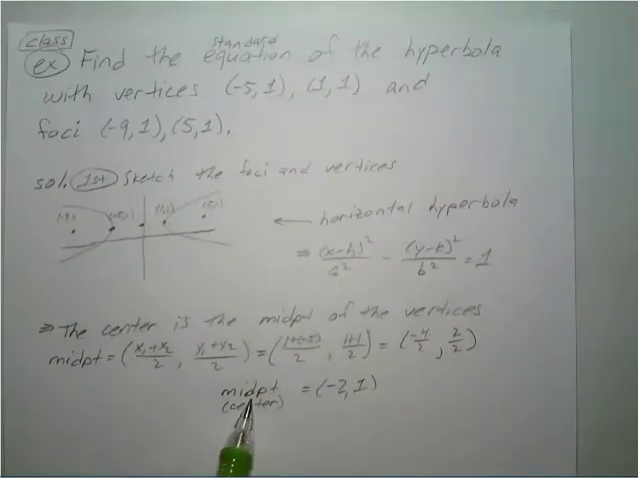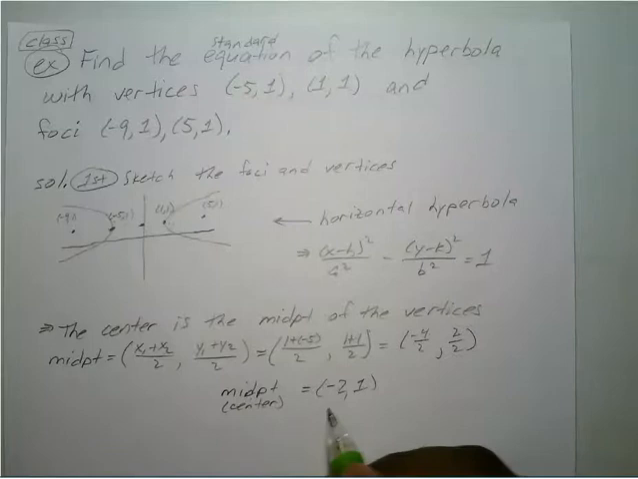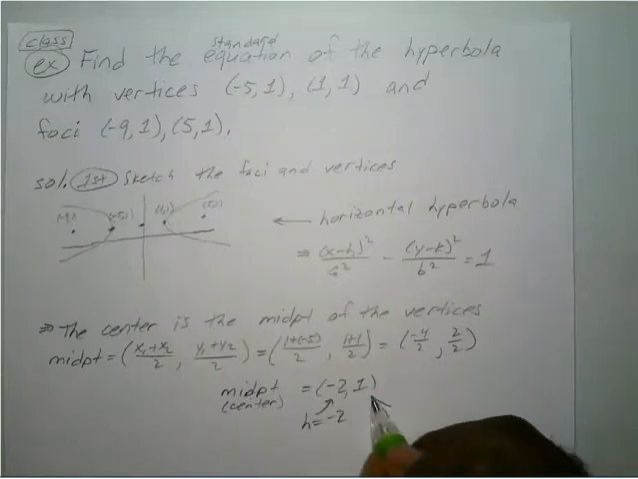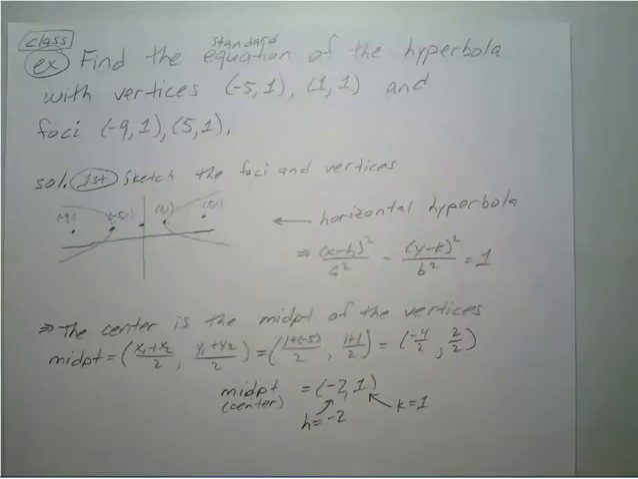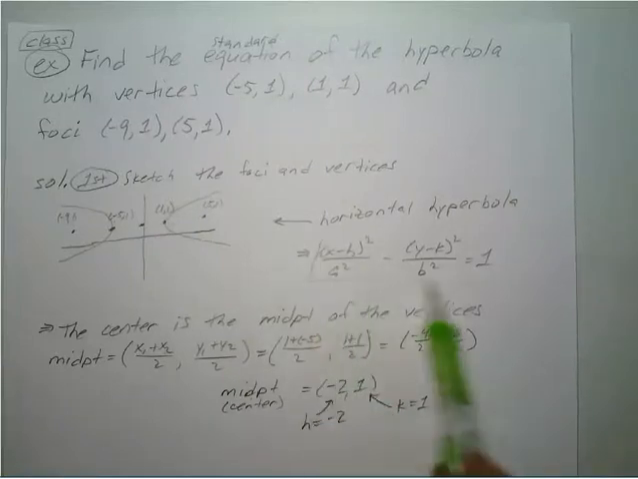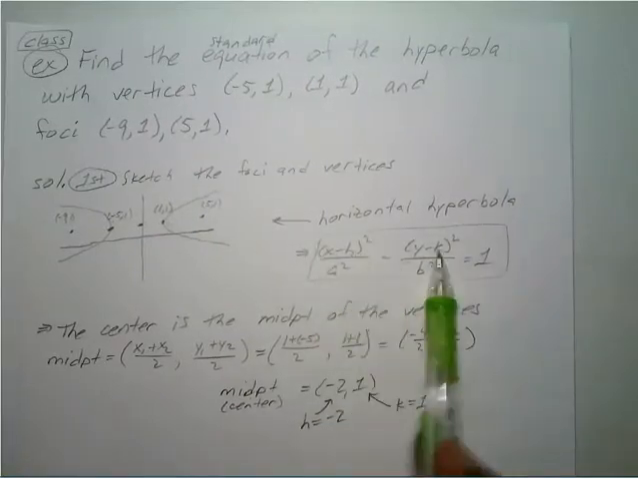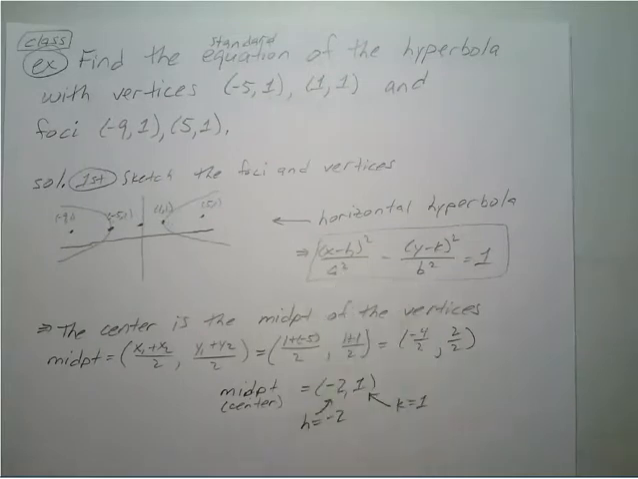Okay, so since this is our center, we know that our h is equal to negative 2, and our k is equal to 1. So we have our h and our k. All we have to do now is find our a and our b.